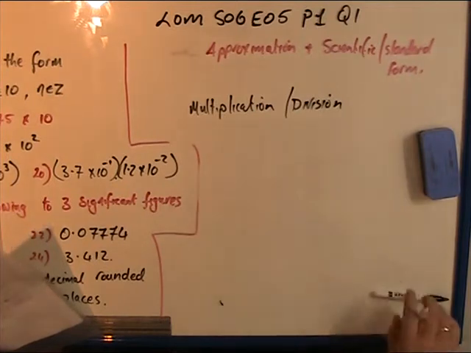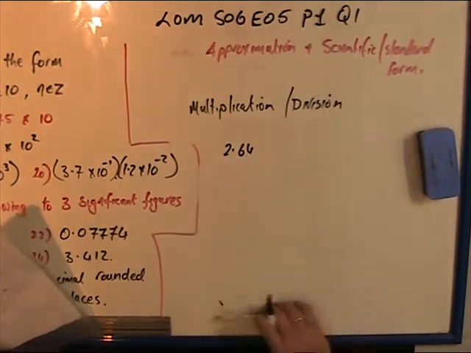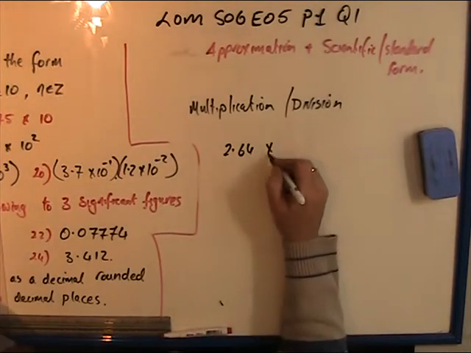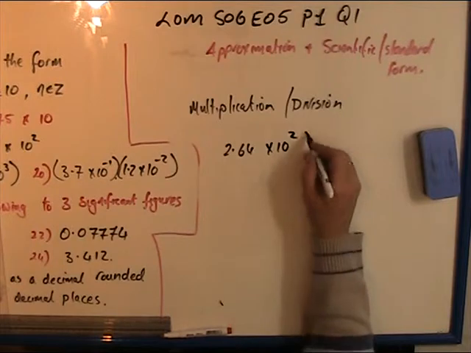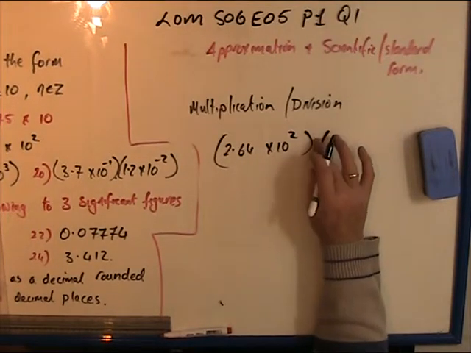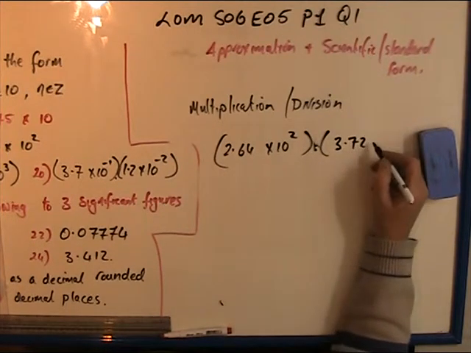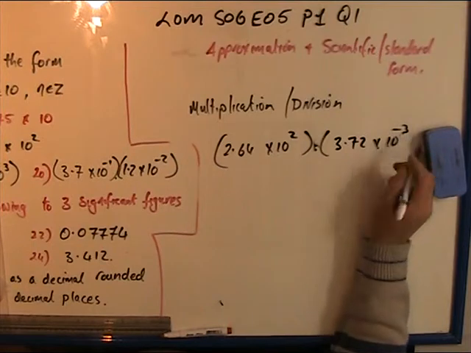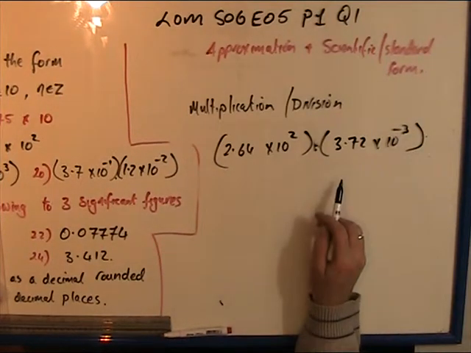So with the same question again. I've got 2.64 multiplied by 10 to the power of 2, multiplied by, now it's usually like this, or you could have a multiplication sign, but you know what it means. Multiplied by 3.72 multiplied by 10 to the power of minus 3. Okay. Now, when you're multiplying, you can add the indices.